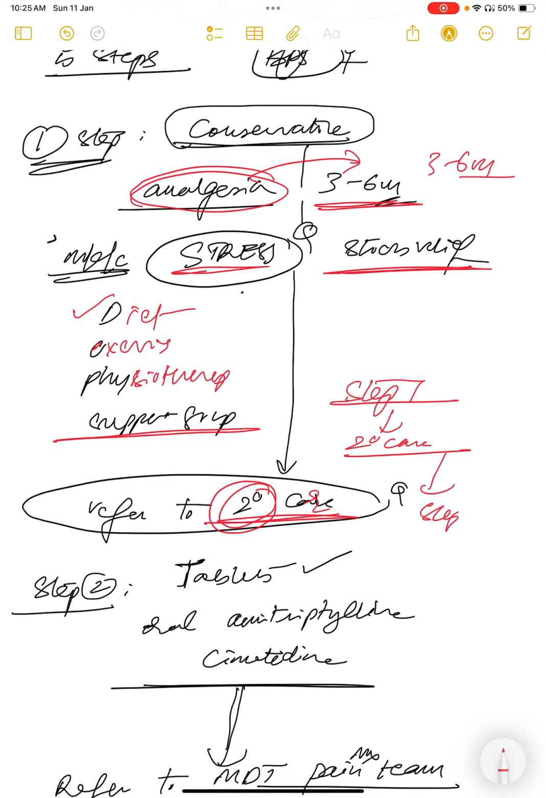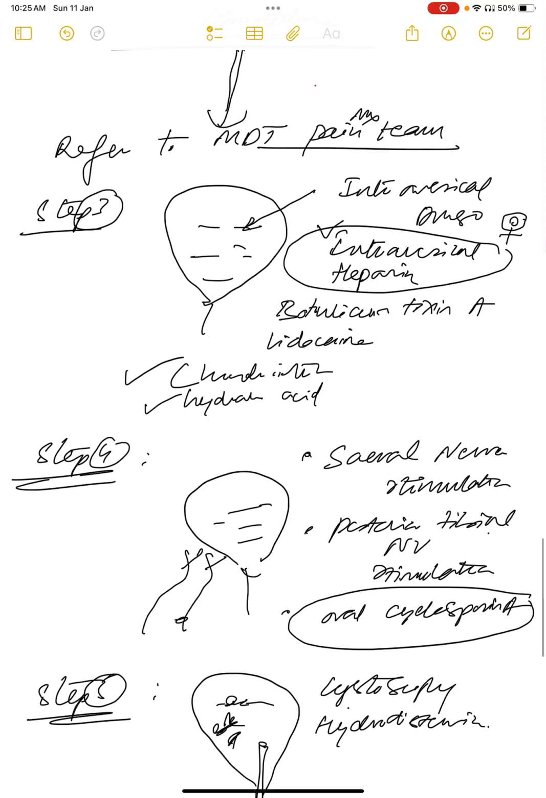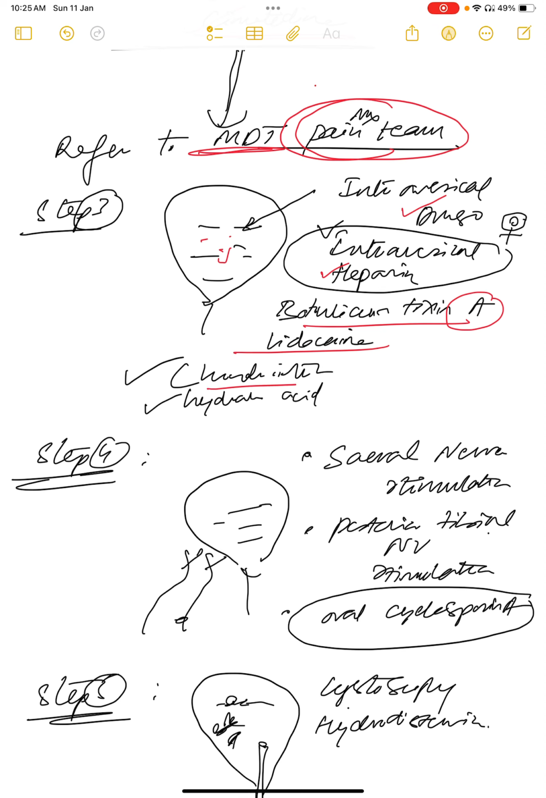In there, they'll do step two. What is step two? You'll go for oral tablets, that is oral amitriptyline and oral cimetidine. Then, if it is not reducing, you refer her to the pain management team or multidisciplinary team. In step three, they'll go for intravesical therapies like DMSO, intravesical heparin, botulinum toxin A, lignocaine, chondroitin sulfate, and hyaluronic acid. These are given.